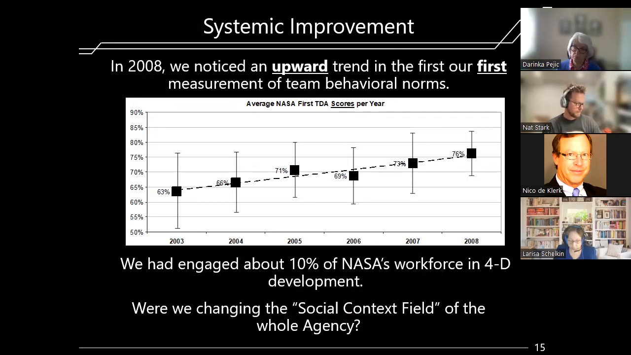I suspected that we were doing it, but I wanted to have a better scientific test. The first thing I thought about was what's happening to NASA during this time frame. Well, about here, Bush canceled the moon program. There was not an external effect that was positive for NASA. In fact, I would say the workforce was being demoralized by broader things. And are we changing the social context field of the whole agency?